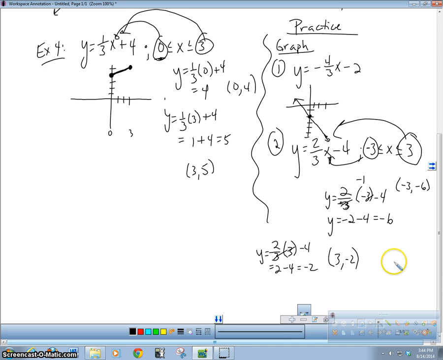So let me go ahead and plot those. Plot in this little space right here. Hopefully we can see what we're doing. 1, 2, 3. 1, 2, 3, 4, 5, 6. There's one point. The other point is 1, 2, 3. Down 2 right there. And I've got a line segment.